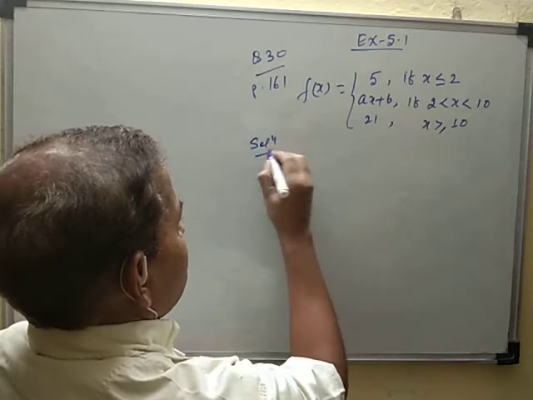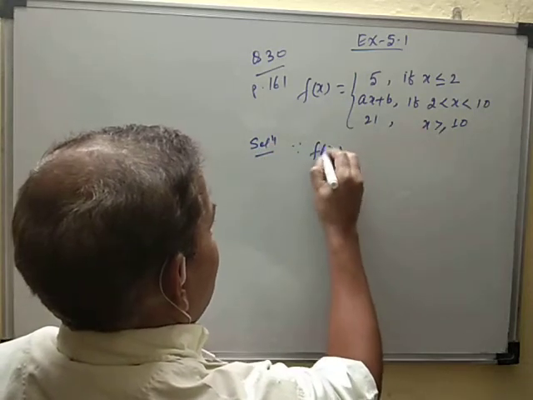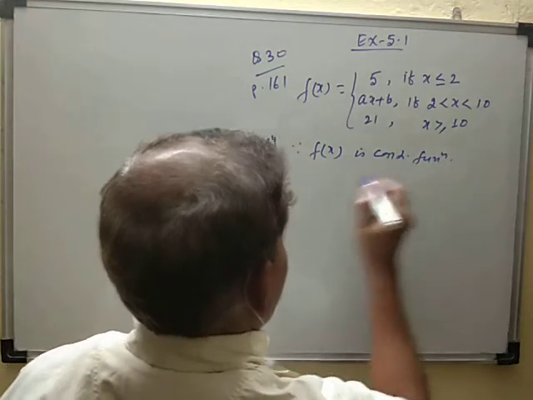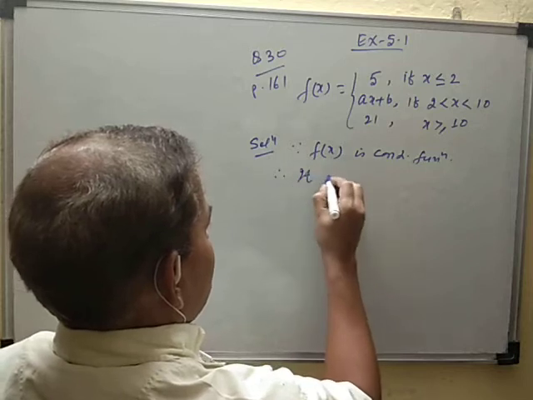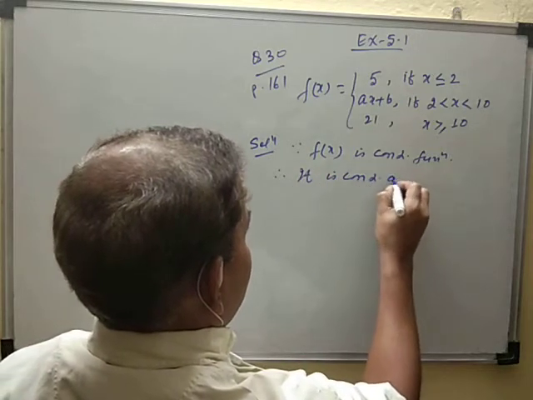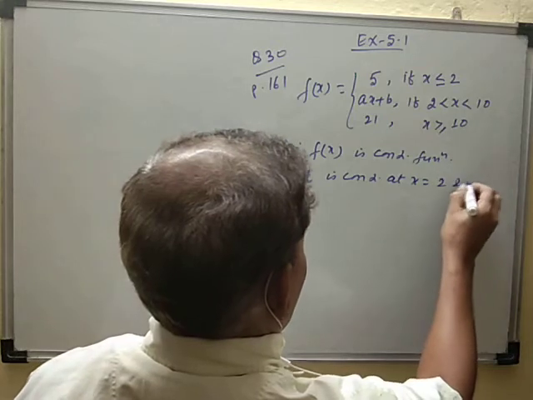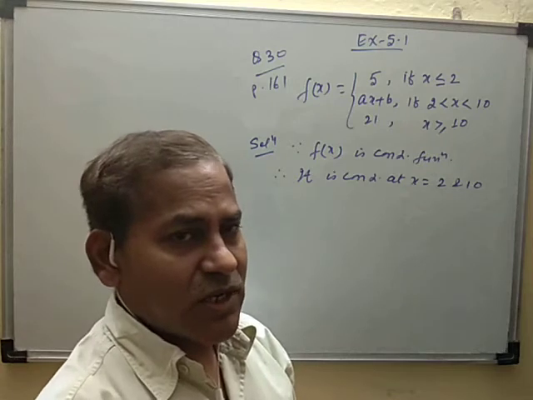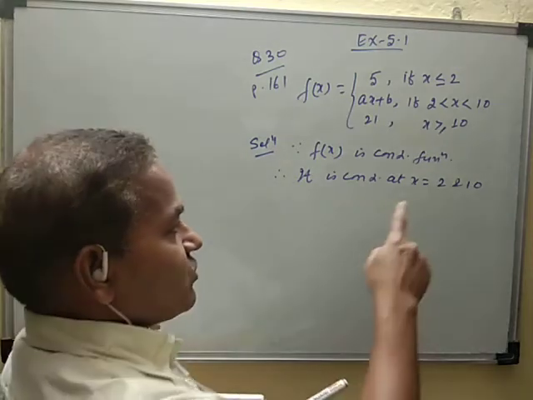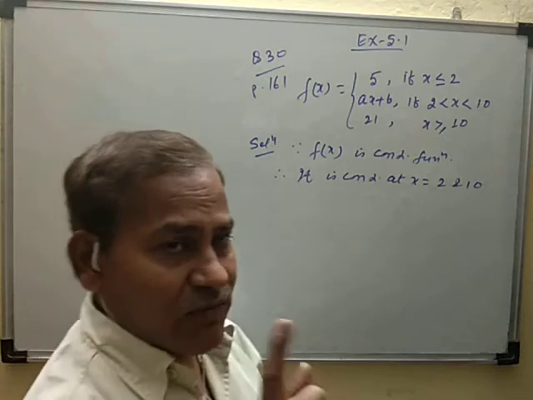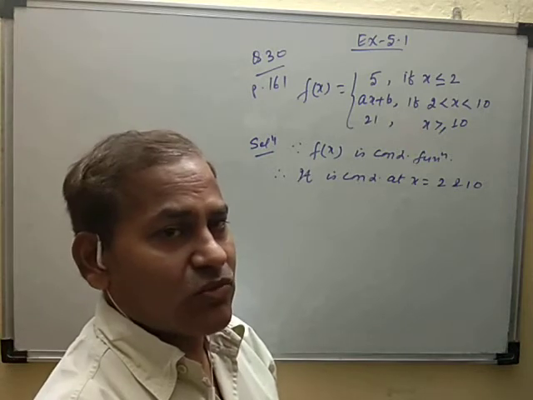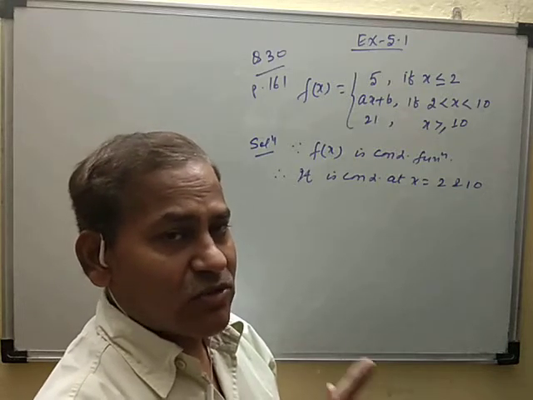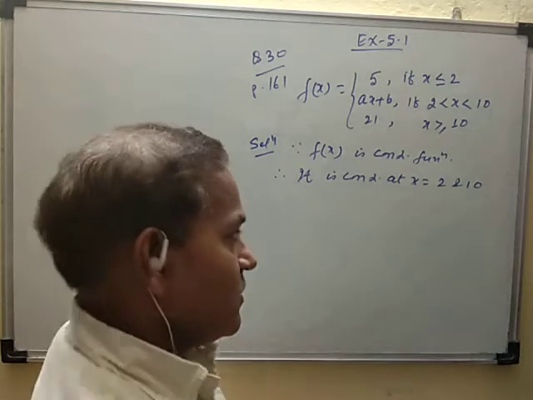So solution: since f of x is a continuous function, therefore it is continuous at x equal to 2 and 10. The function is given continuous, so continuous at 2 and 10. And since 2 is a turning point and the function values when x is less than 2 and when x is greater than 2 are different, now find LHL and RHL.